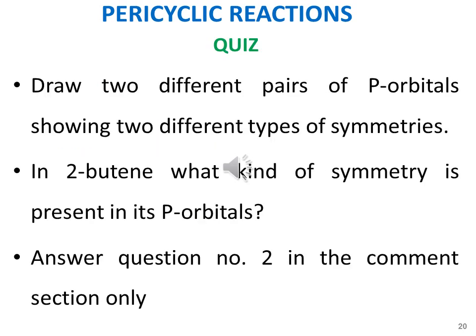Here is a small quiz. Number one: draw two different pairs of p orbitals showing two different types of symmetries. Number two: in 2-butene, what kind of symmetry is present in its p orbitals? You have to answer question number 2 in the comment section only, whereas the pictures of the p orbitals showing different types of symmetries, you have to email me. My email is m.yaseen YASEEN@ue.edu.pk. So you have to send me the email for question number 1 and answer question number 2 in the comment section of this lecture only.